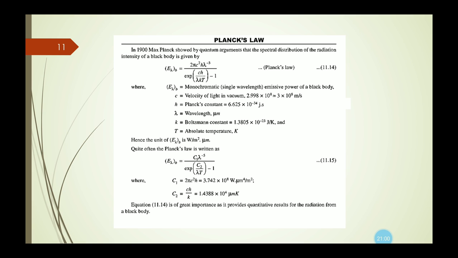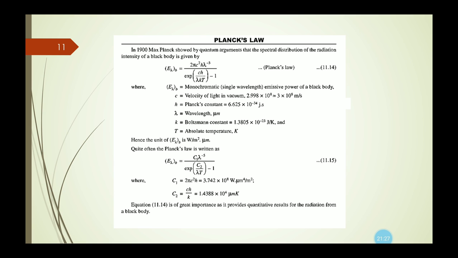Next we have Planck's law. In 1900, Max Planck showed by quantum arguments that the spectral distribution of the radiation intensity of a black body is given by E lambda b equals 2 pi c² h lambda^-5 divided by e to the power ch/(lambda kT) minus 1.